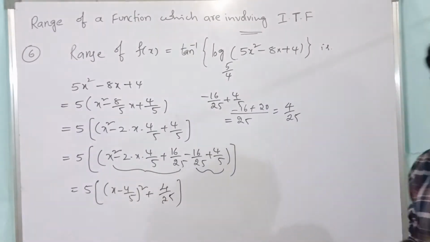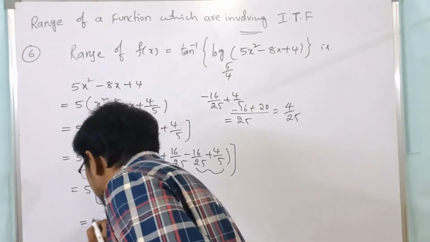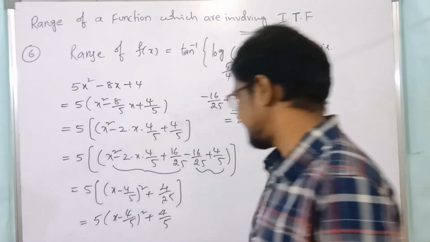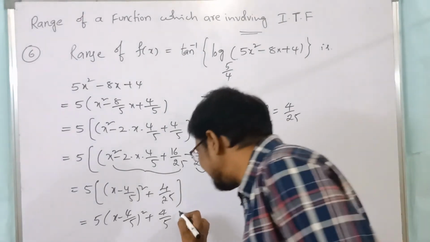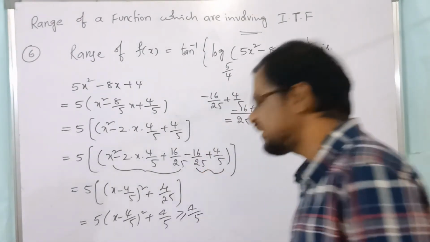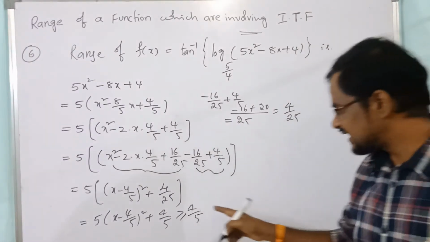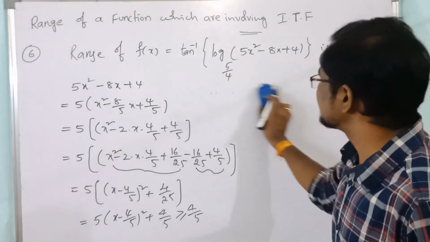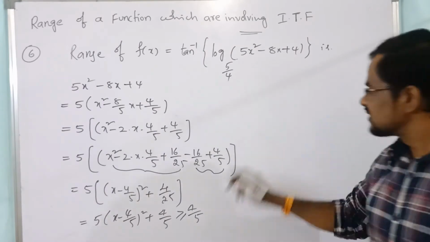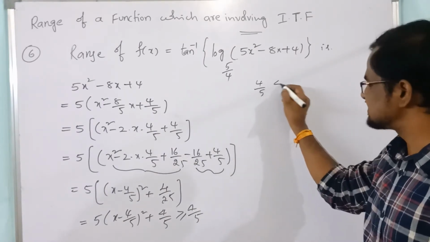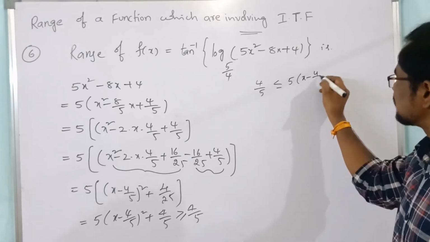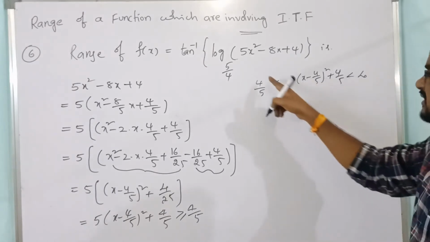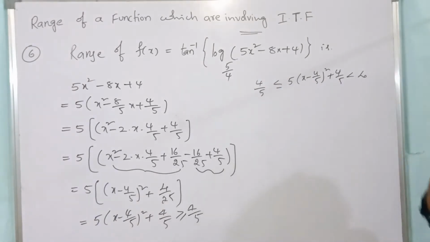Now multiply with the 5, that is equal to 5 into x minus 4 by 5 whole square plus 4 by 5. So clearly it is greater than or equal to 4 by 5. Now this expression exists from where to where? You can write it like this: 4 by 5 is less than or equal to 5 into x minus 4 by 5 whole square plus 4 by 5, less than infinity, meaning the closed interval 4 by 5 to infinity.